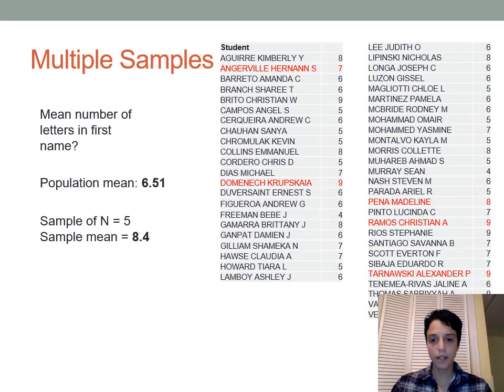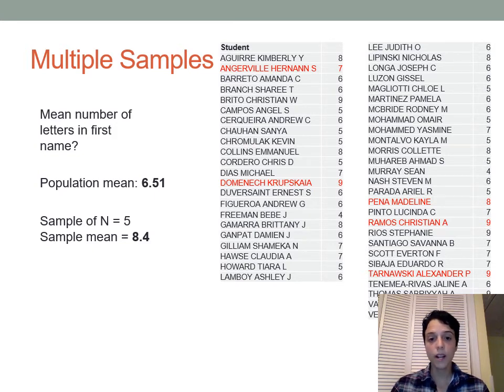So that's a little bit different, right? And you could imagine that if I didn't know what was going on in the population, and I only took a sample of these 5 people, I would assume that there's about 8.4 letters in an average name in this class, which would be a bit off.